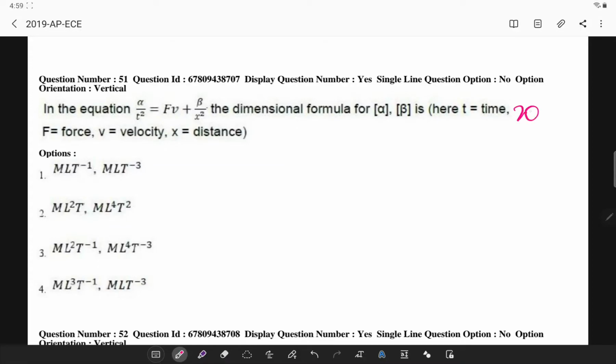Today let's solve 2019 AP EAMCET physics questions. So here the question is given related to dimension formula. So we have an equation alpha by t square is equal to F V into beta by x square.